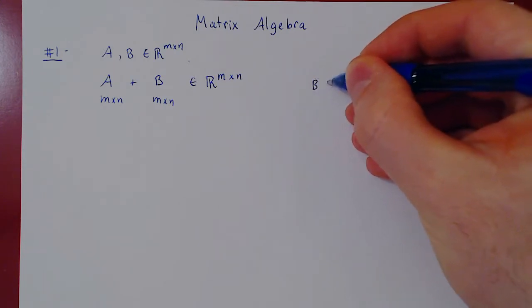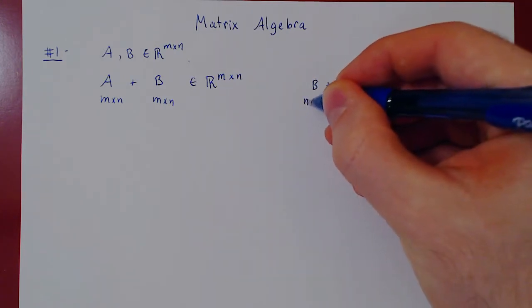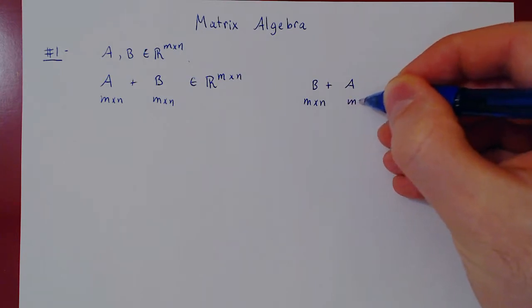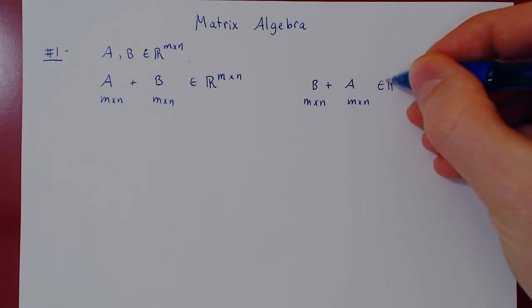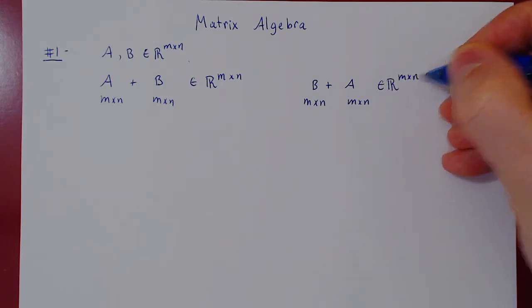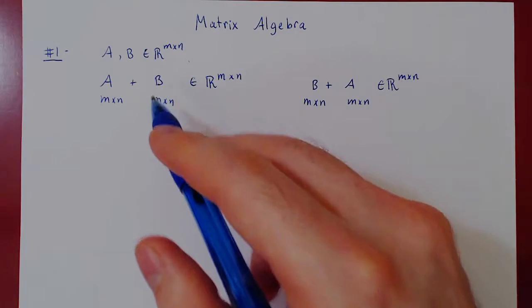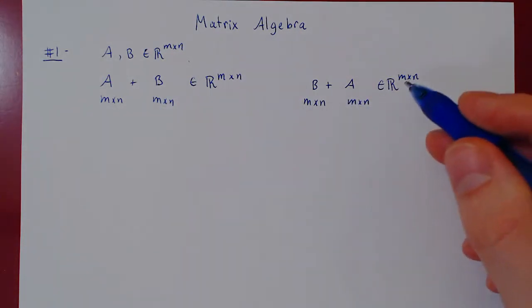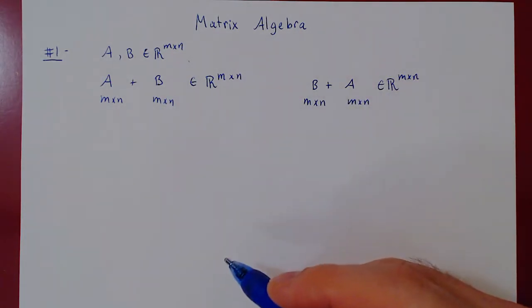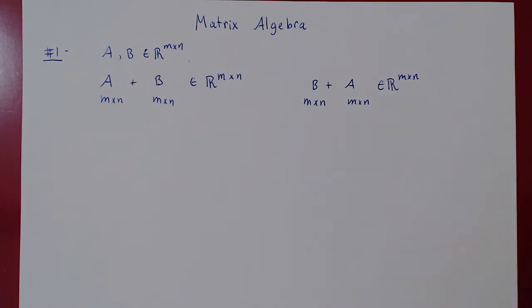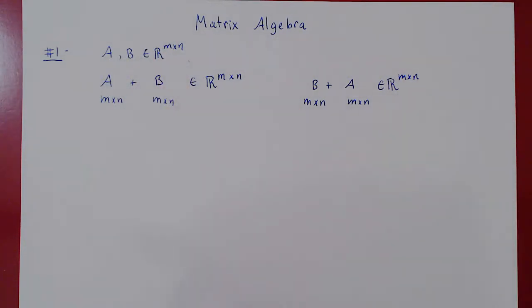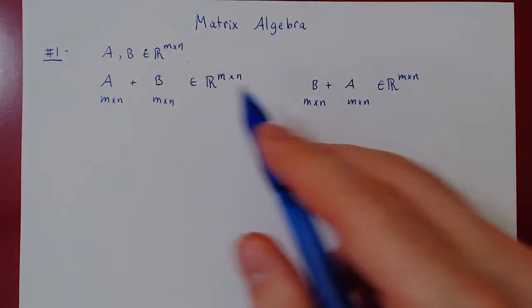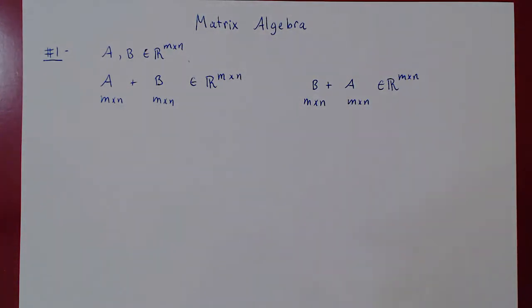If you compute B plus A, well, B is an M by N matrix, A is an M by N matrix, the result will be also an M by N matrix. So clearly, if you do A plus B or B plus A, you get a matrix of the same size. We will now prove that they have also the same corresponding entries. And we have to give a general proof. We have to prove that for any matrices A and B of the same size, A plus B and B plus A not only have the same size, but also the same corresponding entries.